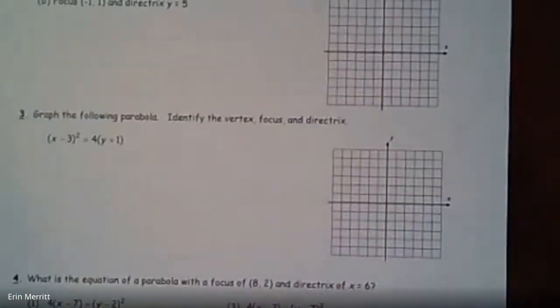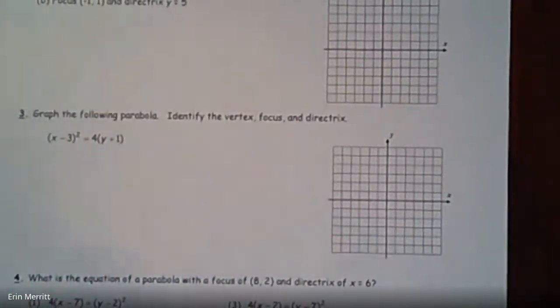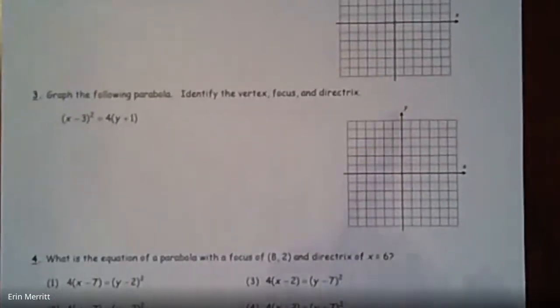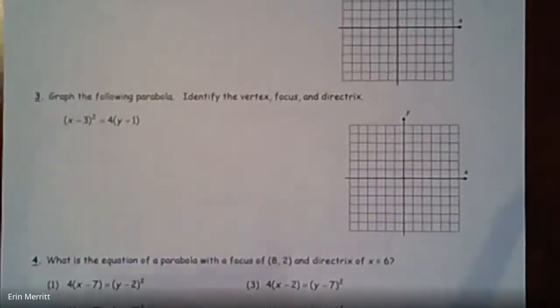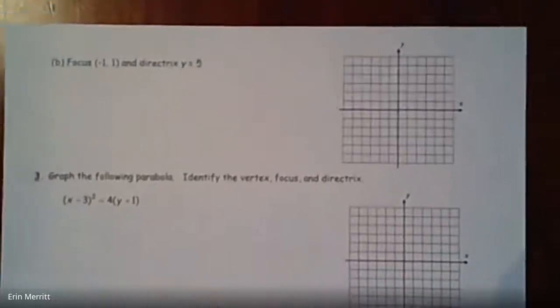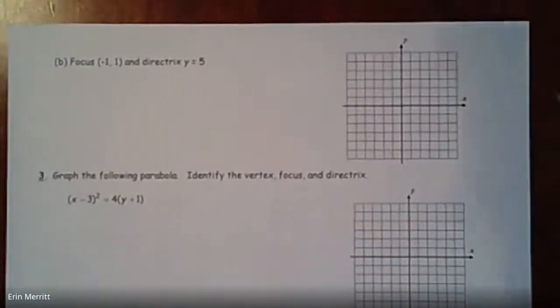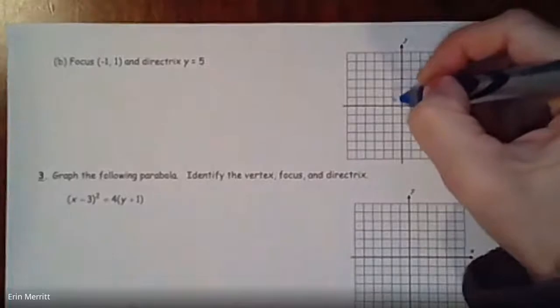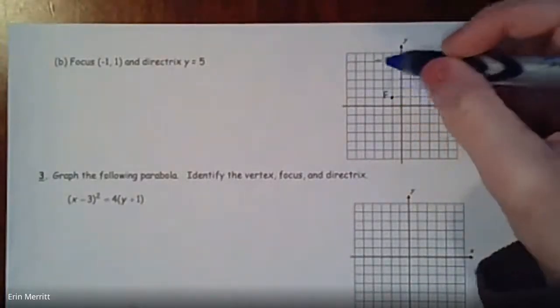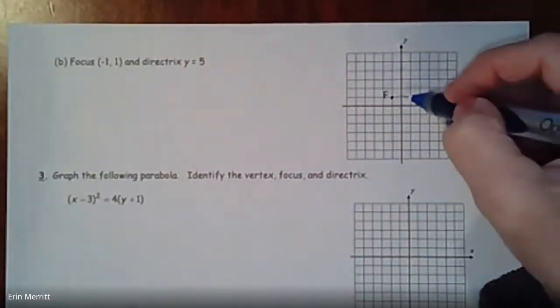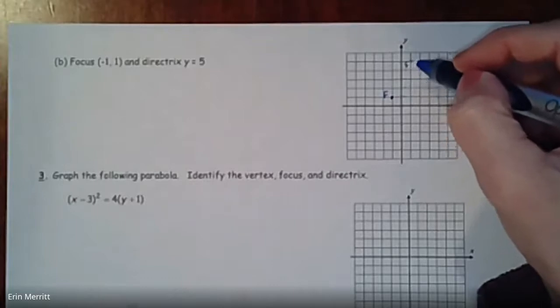So page 20 in your packet. So this one, when we go to do it, I'm not going to worry about getting it into standard form. If you're curious, I can always put my answer up and you can go for it, but otherwise I wouldn't stress too much about it. All right, so same thing, get the focus down. So -1, 1. The directrix is y equals 5. So 1, 2, 3, 4, 5.